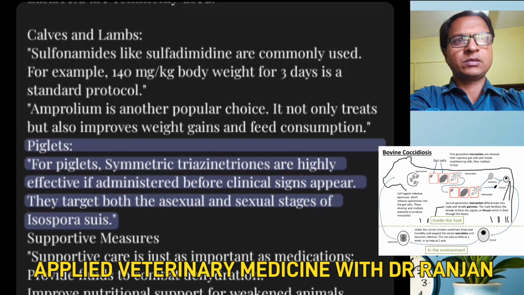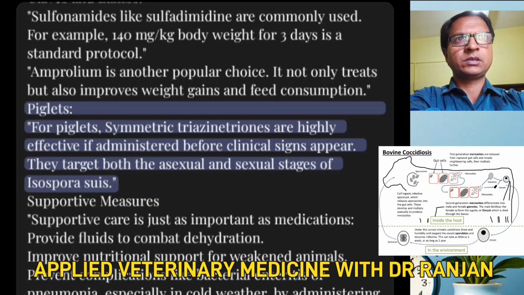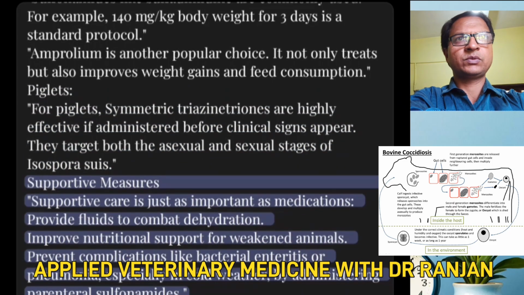Piglets. For piglets, symmetrical triazinetriones are highly effective if administered before clinical signs appear. They target both the asexual and sexual stages of Isospora suis.